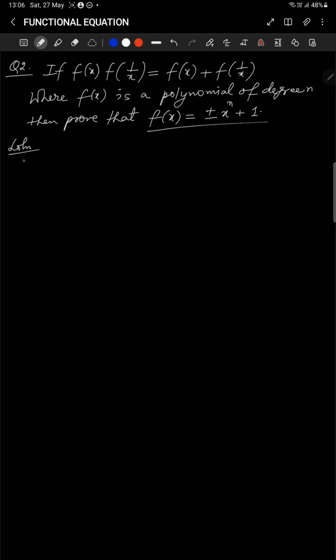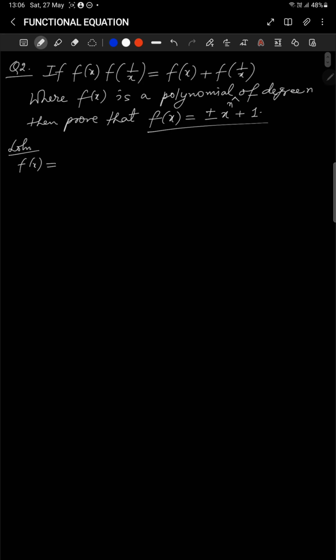Let us consider f(x), because it is given that f(x) is a polynomial function of degree n. So let us consider f(x) as equal to a0 x to the power n plus a1 x to the power n minus 1 plus a2 x to the power n minus 2 plus a3 x to the power n minus 3 plus dot dot dot, and the last term let me write as an x to the power 0, that will be equal to 1. I am not writing that.